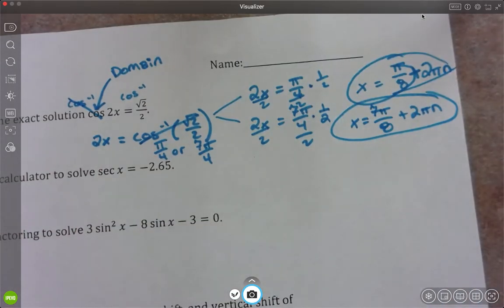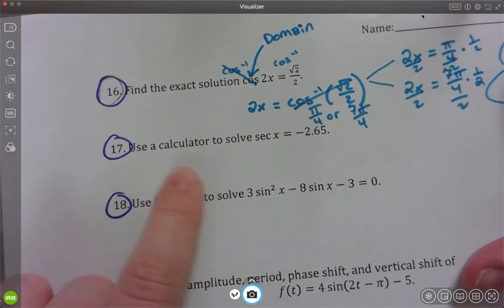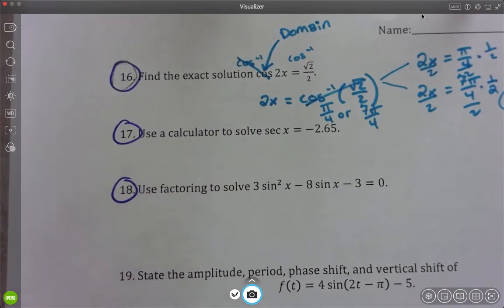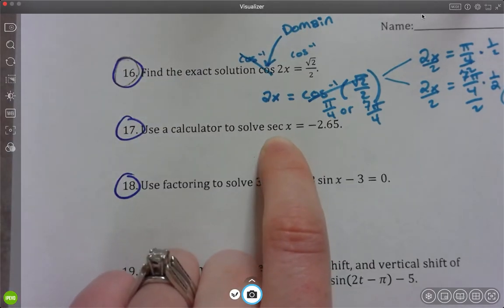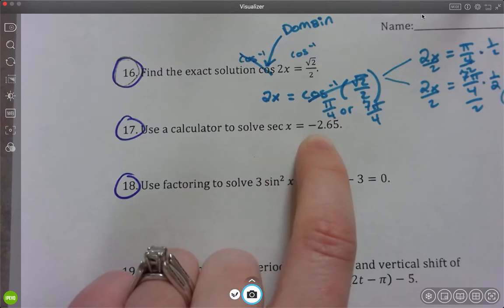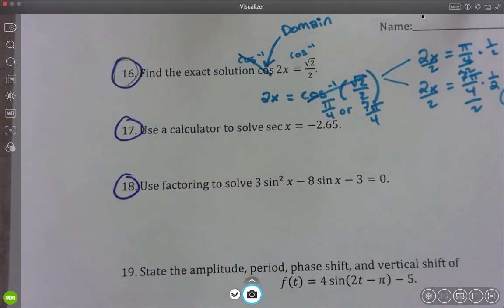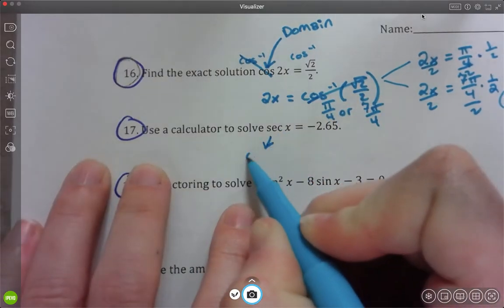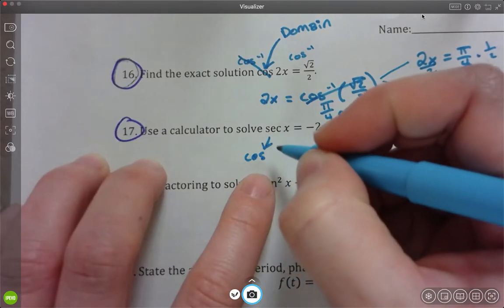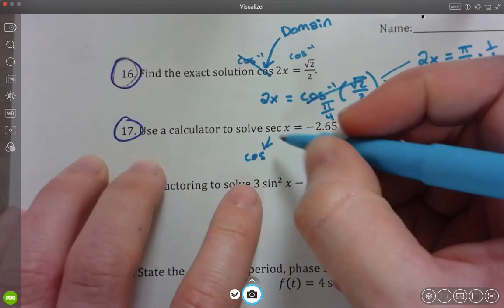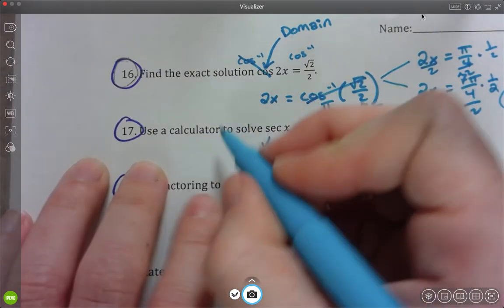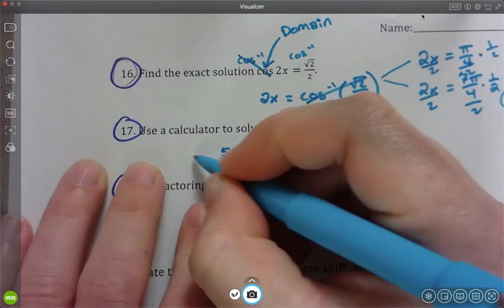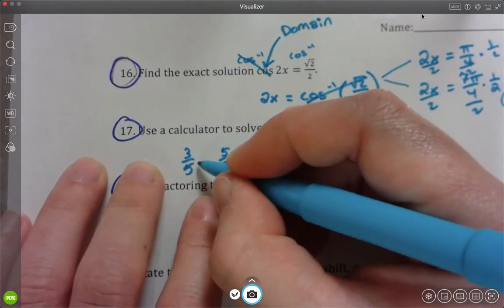All right, this is a fun one. I like these because they're really not terribly hard, but you don't have a secant on your calculator. That's the problem, right? So secant of x equals negative 2.65. You're going to have to use your calculator, but I don't have a secant button. What I do know is that secant goes with cosine. Whenever I have cosine of some value, I take the reciprocal of that, and that's what secant is. Like if cosine was 5/3, that means secant is 3/5. They're just flipped with each other.